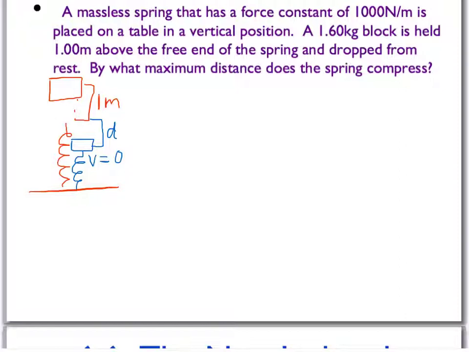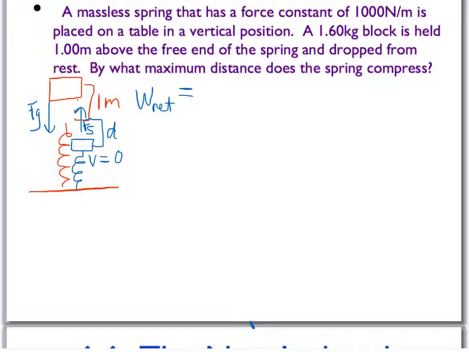So if we were to analyze the total amount of work done on this object, or the net work done on this block, we'd have to consider a couple of things. We have to consider both the gravitational force pulling down on the block, as well as the spring force that would be pushing on the block once it comes in contact with that spring.